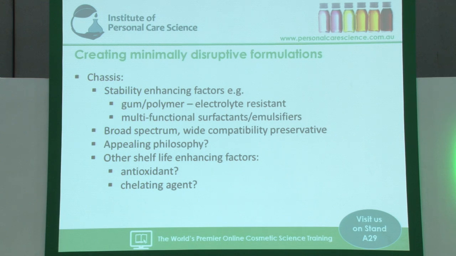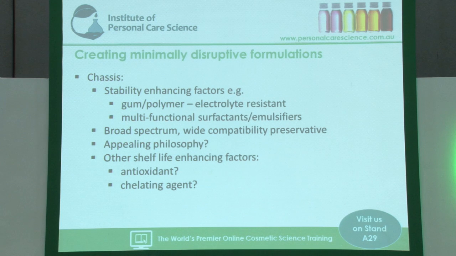Okay, really importantly, you need a gum or polymer to help stabilise that formula, whether it be an emulsifier, a surfactant, whatever it is, you need a gum or polymer. That is going to help you stabilise and build good stability into your base formulation. And it needs to be electrolyte resistant. And this is because the entire concept of a minimally disruptive formulation is you don't know what you're going to be adding at the other end.